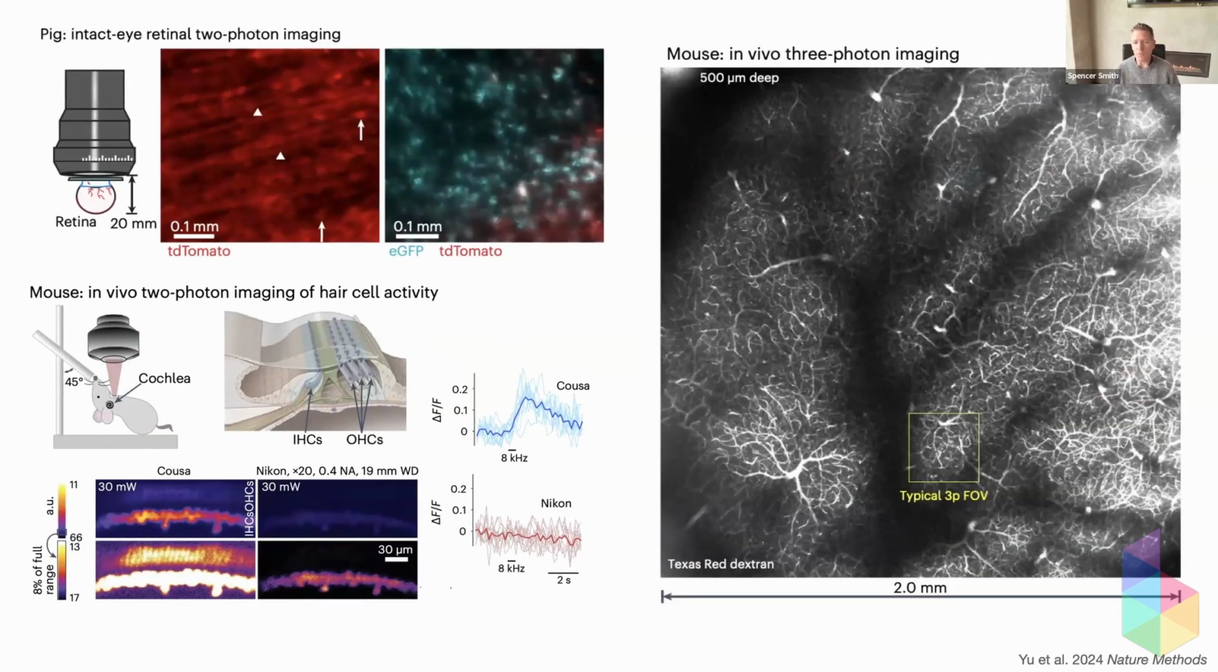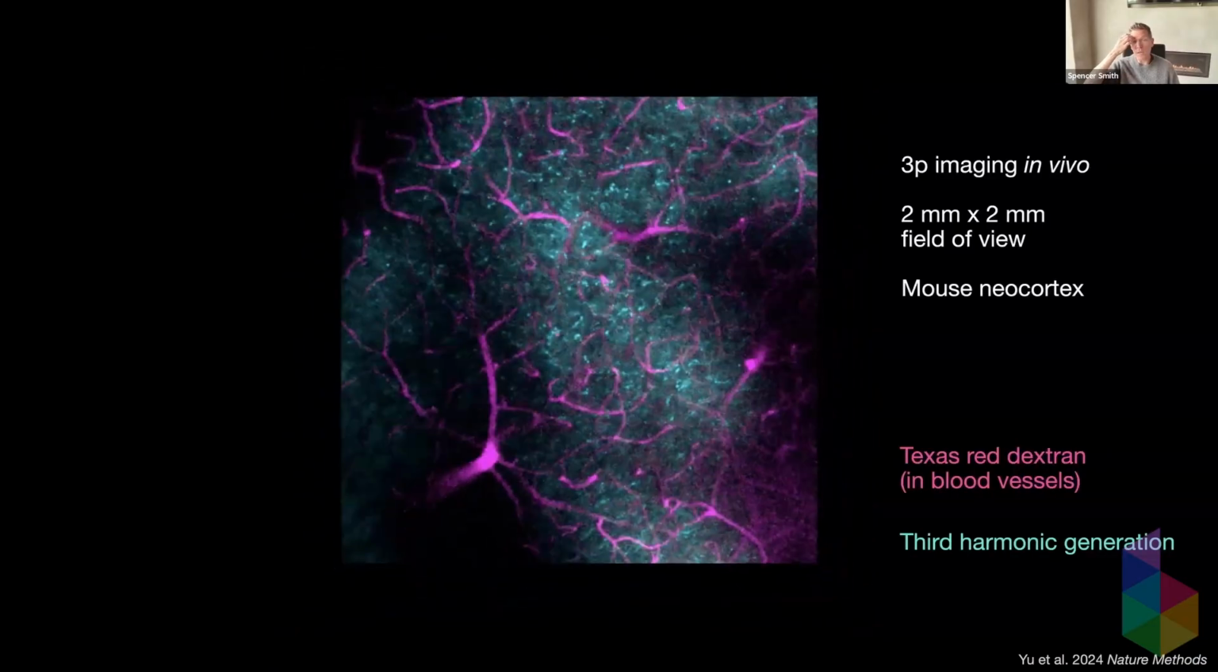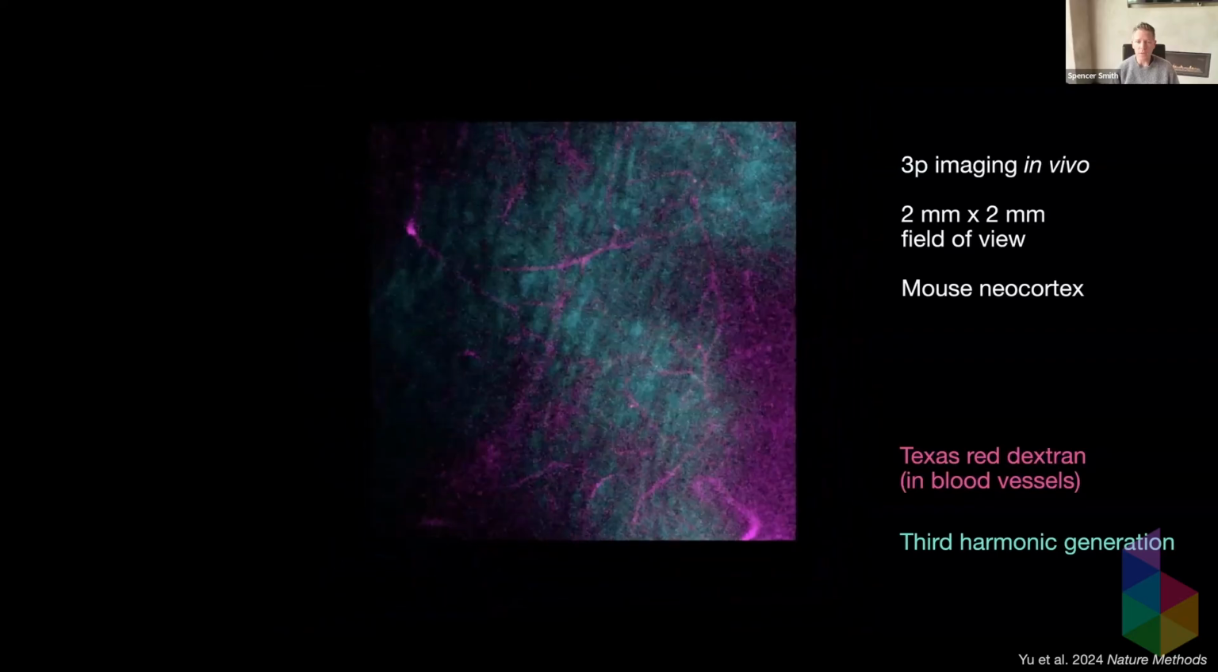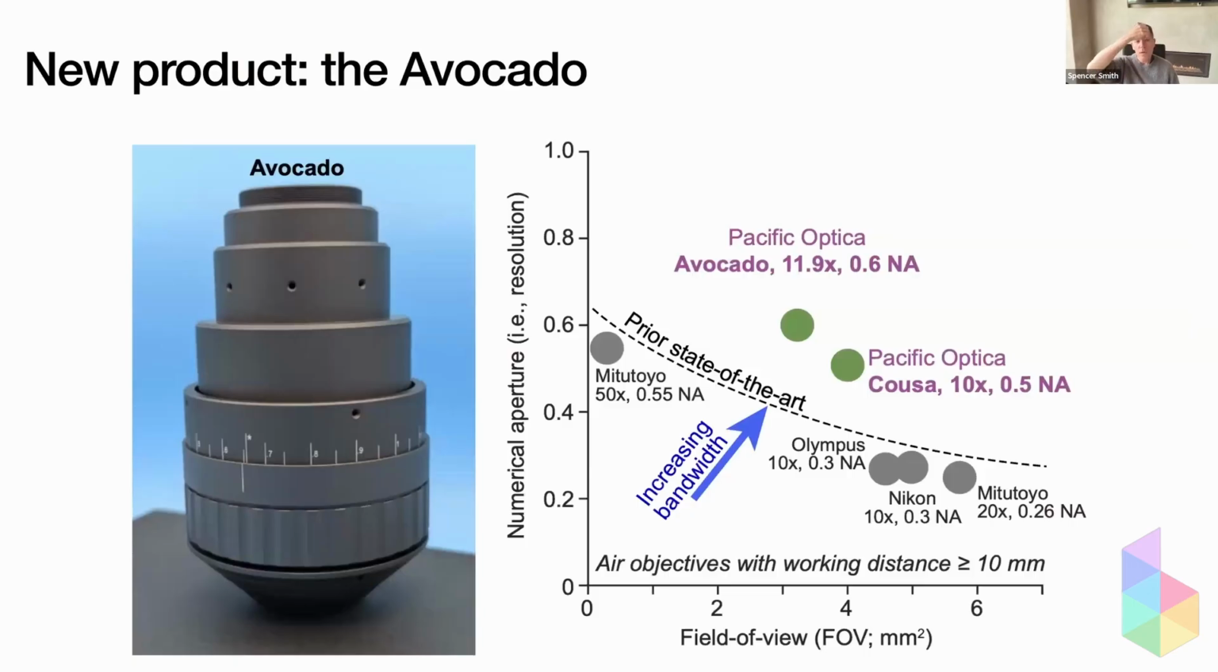It also worked for 3-photon, which we didn't design it for. But typical 3-photon microscopes use really high NA objectives, which they don't need to do. You can actually use, this is through 20 millimeters of air with a 0.5 NA objective, and we're able to get really nice images. So this is focusing down through mouse neocortex, third harmonic generation in cyan, and Texas Red is the blood vessels.